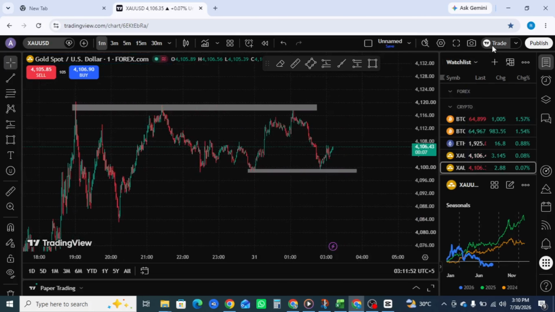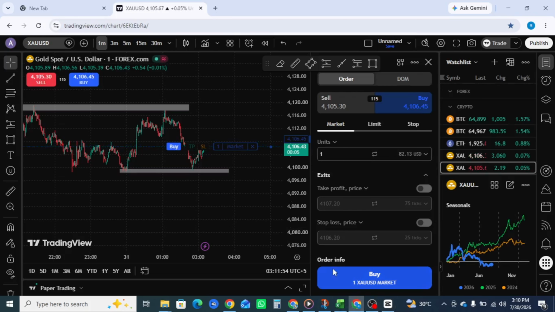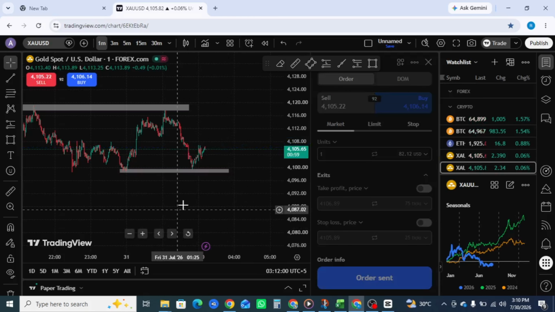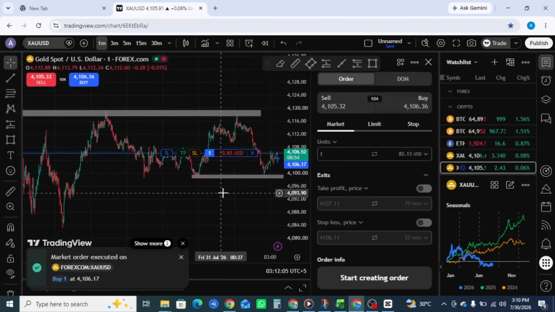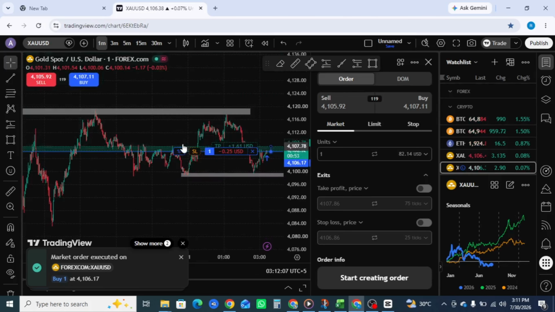Then, open the chart of the asset you want to practice with. Now, identify a market that is moving sideways. Draw a horizontal line at the recent swing lows to mark your support level. Next, draw another horizontal line at the recent swing highs to mark your resistance level. These two levels create your trading range.